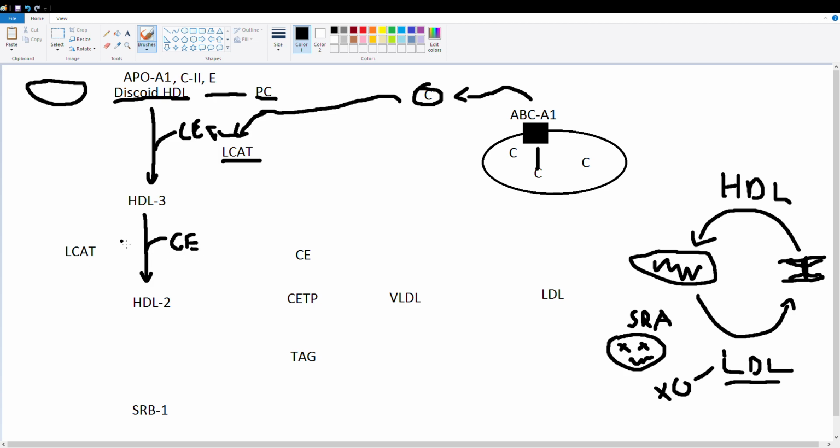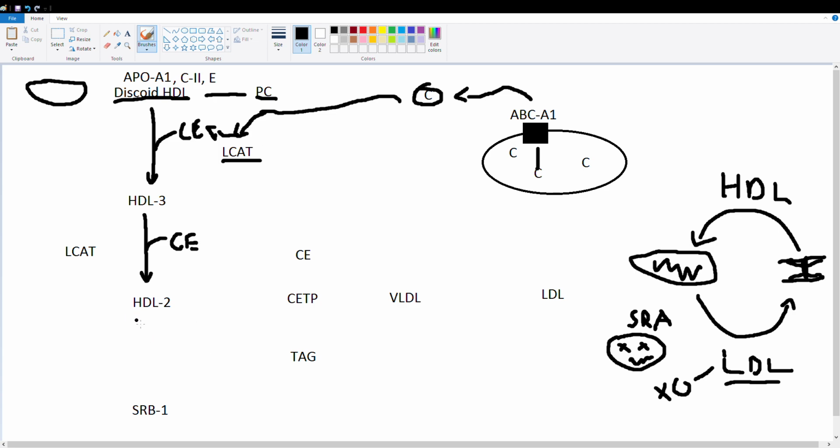Now you might be asking yourself what these numbers are. 3 and 2 just indicate density. So if we go from highest to lowest density, we have discoid HDL, HDL3, and HDL2. You might be asking, why is the density going down? Well, because we're adding more and more cholesterol esters, which are going to space things apart and make our molecule less dense. So HDL3 is actually more dense because it has less cholesterol esters than HDL2.